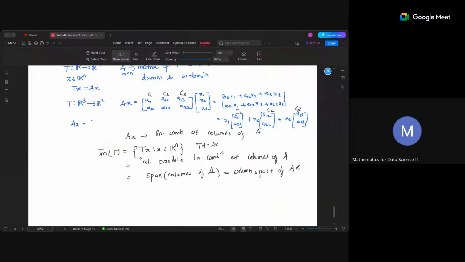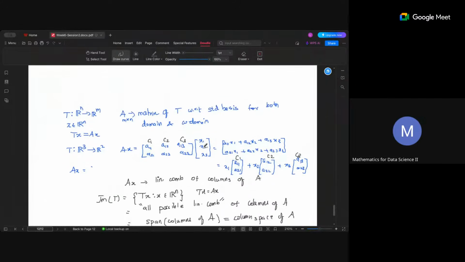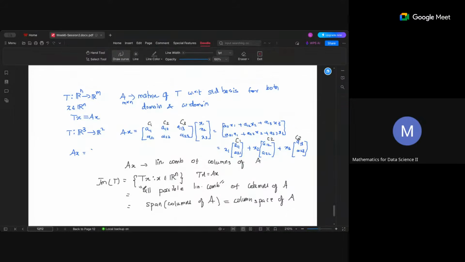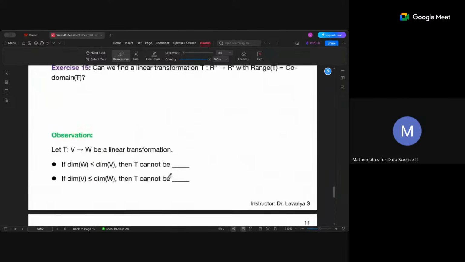So this is a crucial relation you should know. Remember, A is the matrix of T with respect to the standard basis for both domain and codomain. This is an important relation you should all know. If the bases are not standard, then Tx is not equal to Ax? No, need not be. Usually it is not.